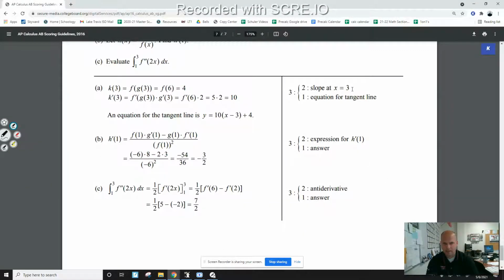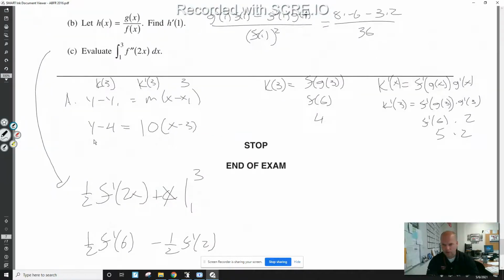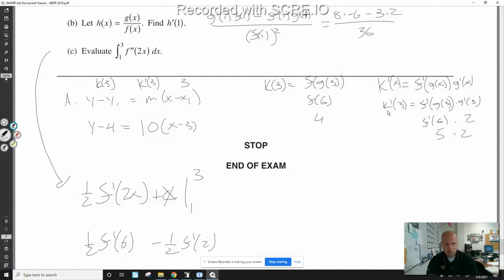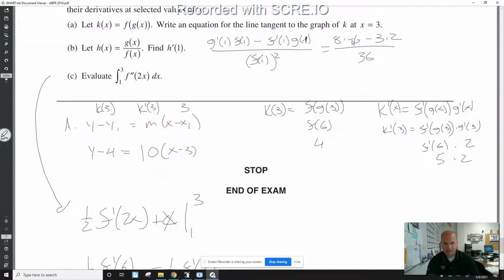The slope being 10. The equation for the tangent line. They solve for y. You do not have to solve for y. This is fine. Y minus 4 equals 10 times x minus 3. Negative 3/2, which they got from 8 times negative 6 minus 3 times 2 over negative 6 squared. Boom. That's fine. They'll accept this.